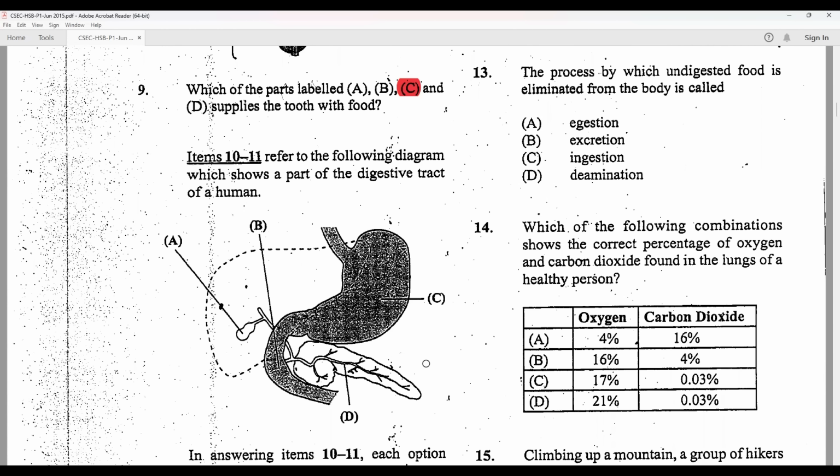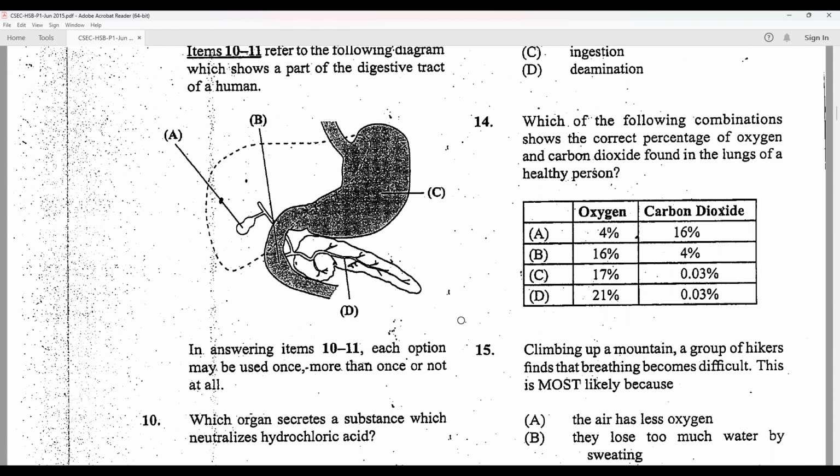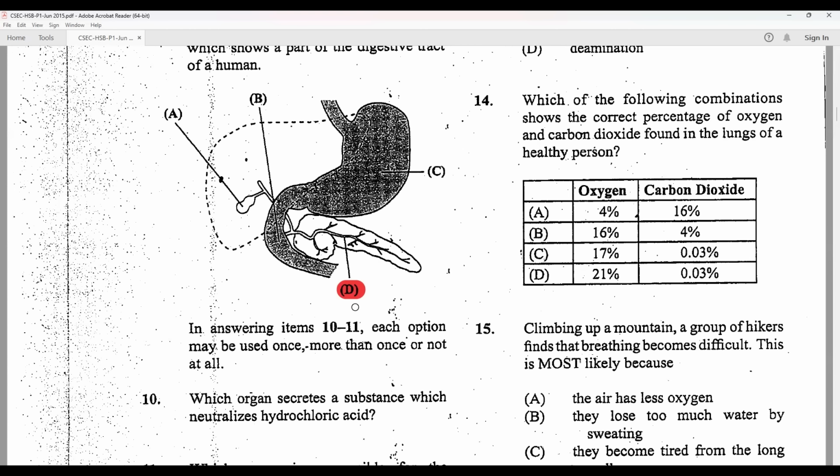Question 10. Refer to the following diagram, which shows a part of the digestive tract of a human. In answering items 10 and 11, each option may be used once, more than once, or not at all. Which organ secretes a substance which neutralizes hydrochloric acid? And we are looking for the pancreas. The pancreas for question 10, that secretes it.